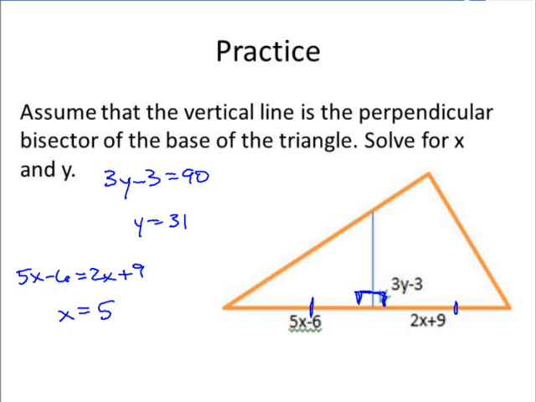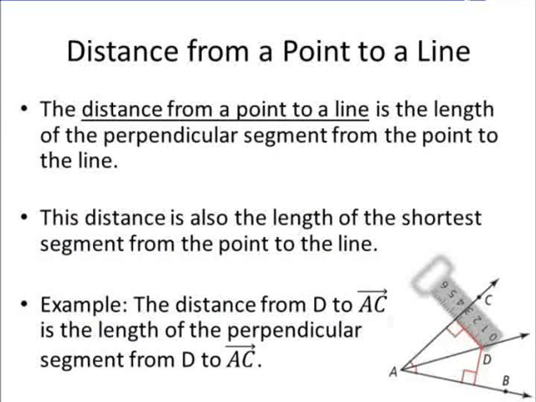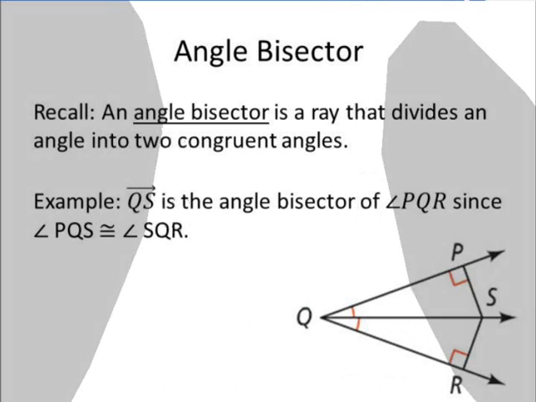If you're not getting these, pause the video. Try to work them out algebraically, and if you're still not getting them, you need to ask a question. Distance from a point to a line. The distance from a point to a line is the length of the perpendicular segment from the point to the line. Distance and length are the same thing. The distance from D to AC is the length of the perpendicular segment from D to AC. We just need to understand that those are the same.